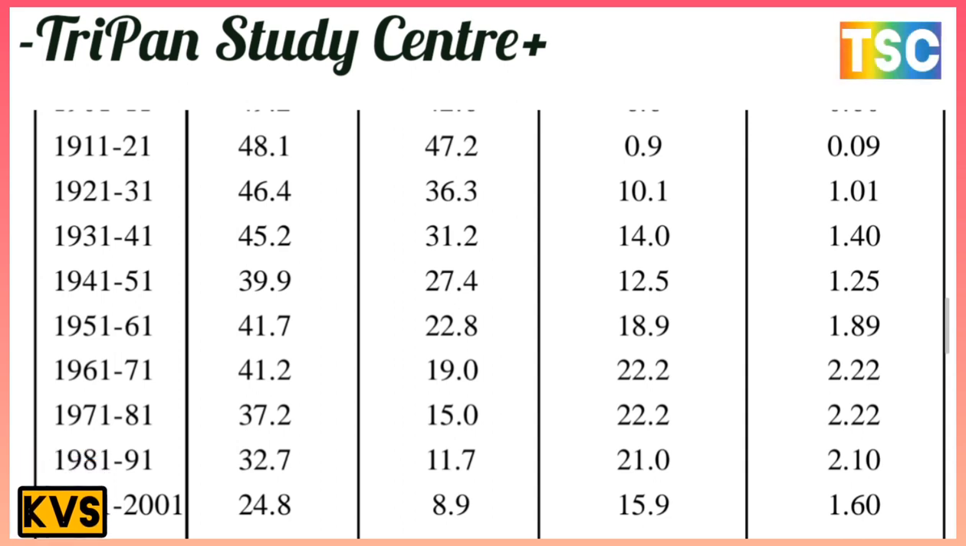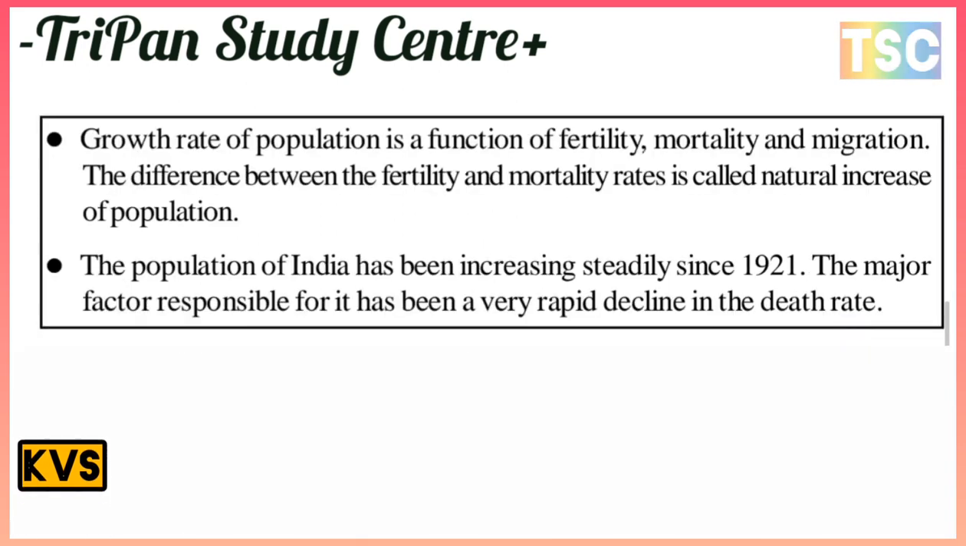From 1991 to 2000, the birth rate is 24.8, but the death rate is decreasing, at 8.6. The percentage is 1.60. There is more important information in this table, and the next most important point is in this box. Note this point in your notebook. Here the point is important.